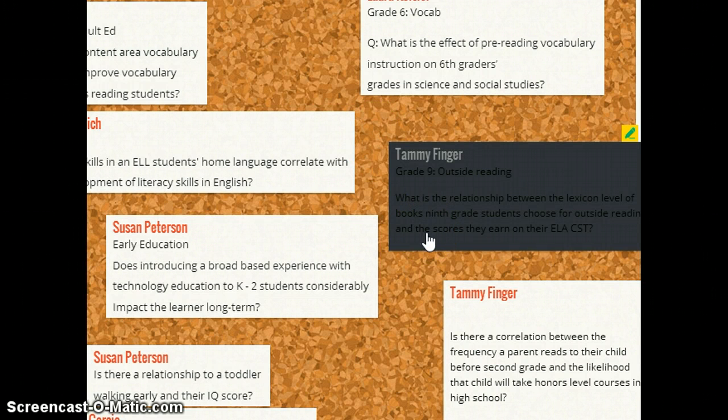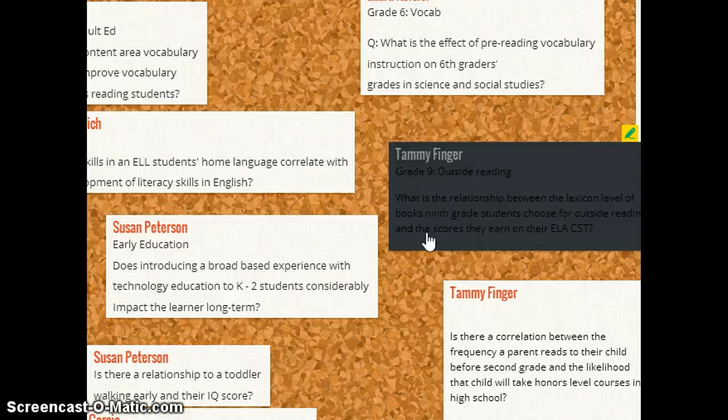What is the relationship between the lexicon level of books that ninth grade students choose for outside reading and the scores they earn on their ELA? Right, so this would be something that you may or may not be able to find enough existing research on, because it's very specific in terms of ninth graders, but this is definitely a question that you could take and make broader and answer from the existing literature.